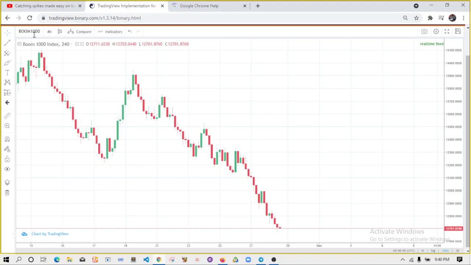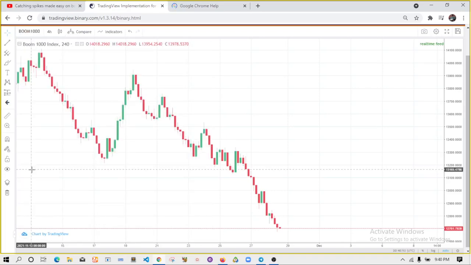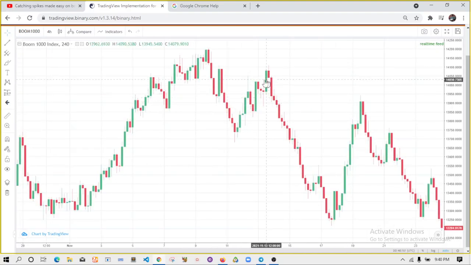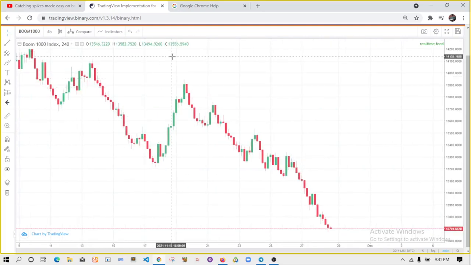This is Boom 1000. So I want to throw more light on trend. Trend is basically one of the market structures. The market structure is made up of three different trends. We have the uptrend, the downtrend, and the ranging market.